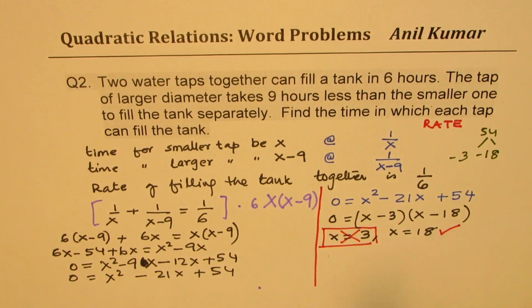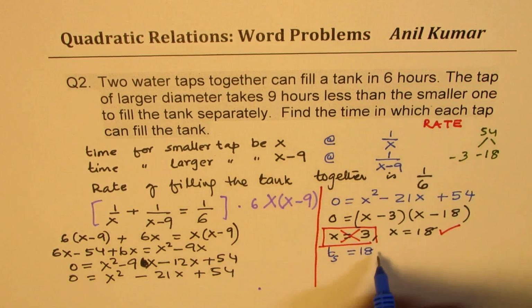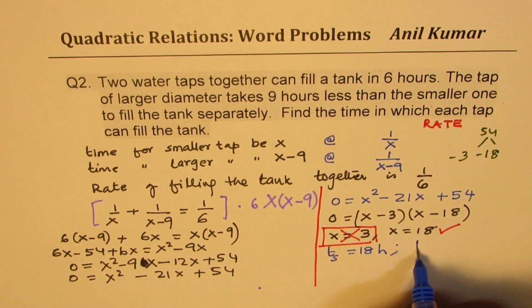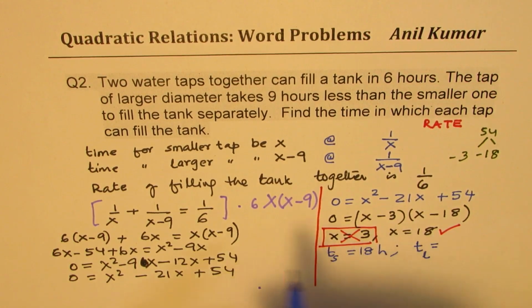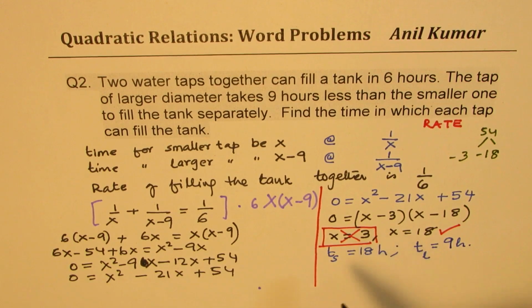The other one is. So the time taken by the smaller tap is 18, and it is in hours, right? So 18 hours. And the time taken for the larger is 18 minus 9, which is 9 hours, correct? So that is how you are going to solve the particular question. Is that clear to you? Perfect. So that is the solution.